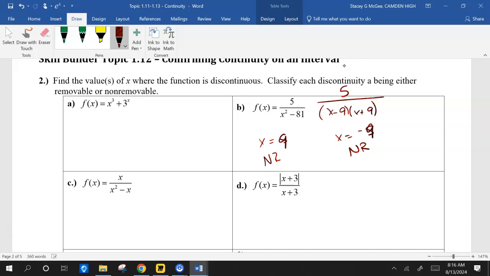Up top. No, I like it this way. Don't change it. Don't change it. Because if it has a vertical asymptote, it's not continuous. All right.